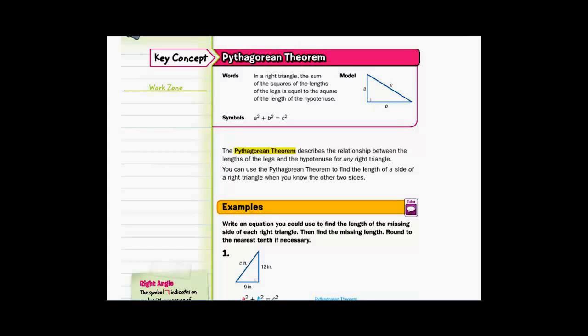All right, let's move on to chapter 5, lesson 5 on the Pythagorean Theorem.